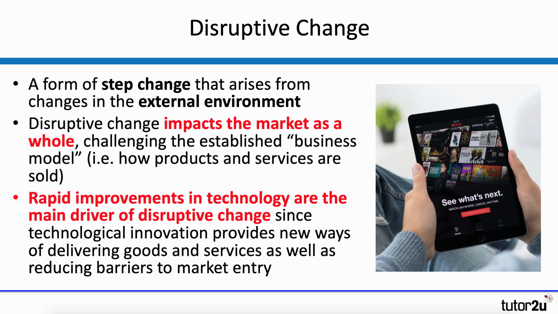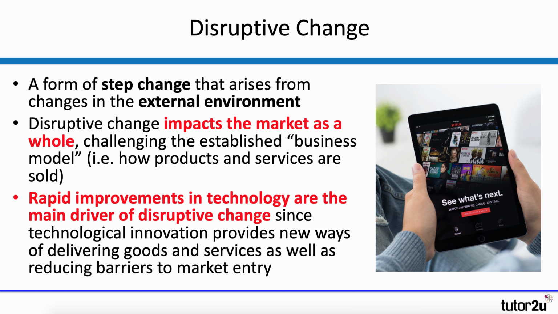One more word, another term that you may come across is disruptive change. What is this? Well, disruptive change is a kind of step change, and it's really all to do with changes in the industry and the market in which a business operates, arising from changes in the external environment. And perhaps the best example of this is the way that markets and industries are being disrupted, hence disruptive change, by improvements in technology.